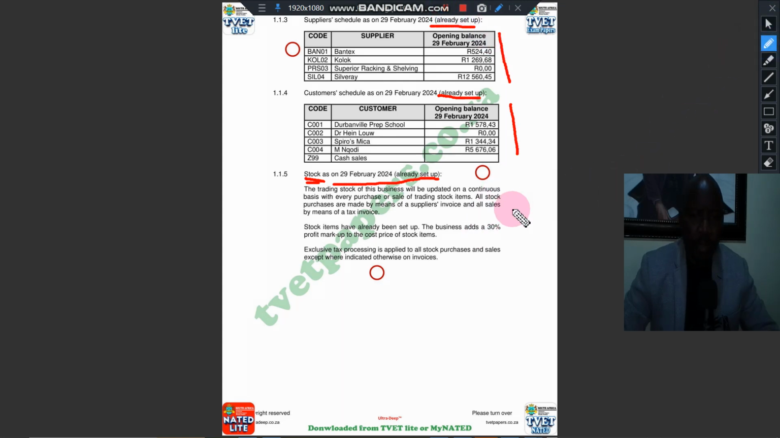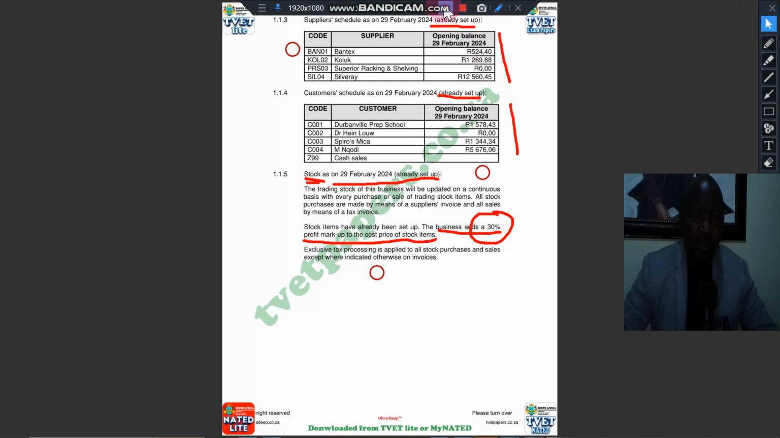Make a note of this here. Stock items already set up, the business adds 30% profit markup to the cost price of stock. Meaning what? It means when you are going to create a new item and it's costing you 10 Rand, you must add 30% to that 10 Rand to get a selling price. This is very important for you to note, because additional inventories are always in the question paper. So you have to note that.